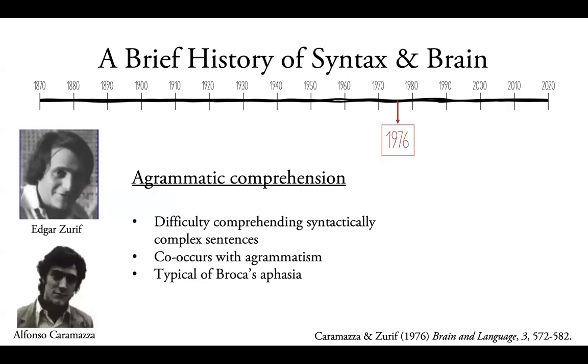Now, the next major milestone in the history of syntax and brain came in the 1970s when my former PhD advisor Edgar Zurif and Alfonso Caramazza clearly described the condition of agrammatic comprehension, which is characterized by difficulty comprehending syntactically complex sentences, which co-occurs with expressive agrammatism. It's also typical of Broca's aphasia.